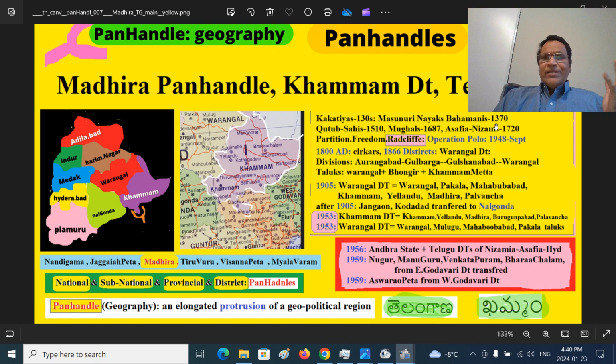Bahmani empire consolidated by 1370. Qutub Shahis: Quli Qutb ul Mulk, an immigrant from Persia, became the governor of Bongir, that region, and later moved the capital across the Musi River to Golconda. Then the Mughals eventually conquered this. In 1687, Aurangzeb spent 25 years, that is 50% of his reigning time. He ruled for 50 years, and 25 years he ruled from the Deccan, South India. Aurangabad, that is Devagiri in Marathwada, was his capital.